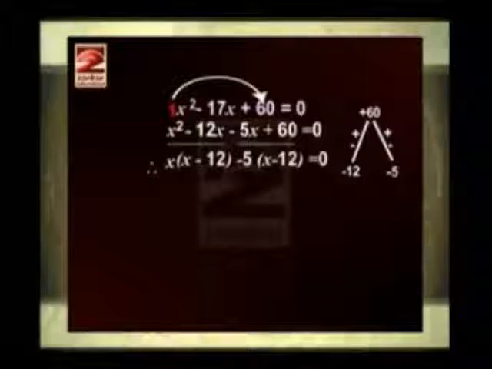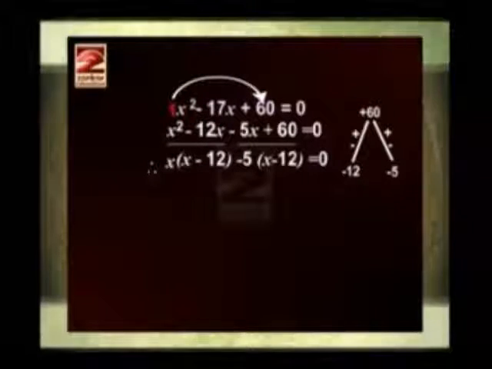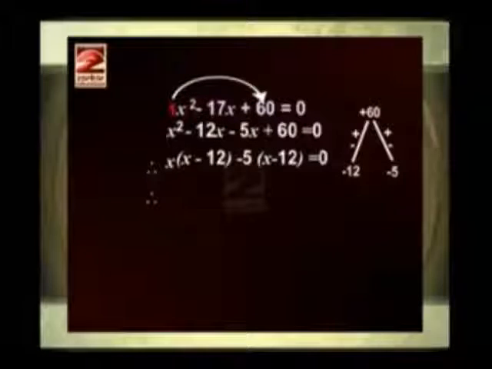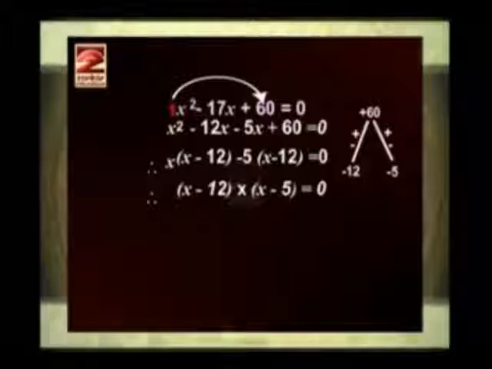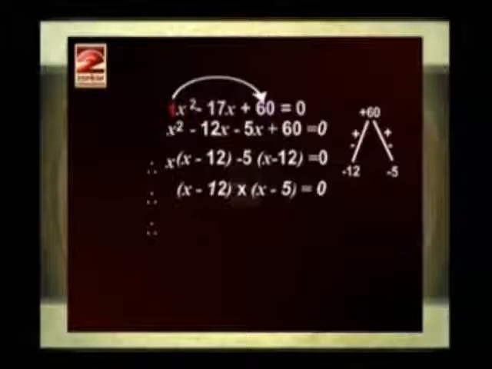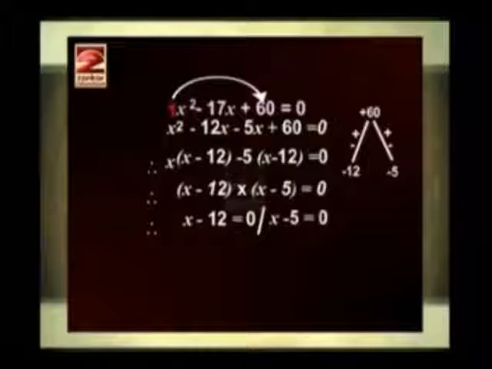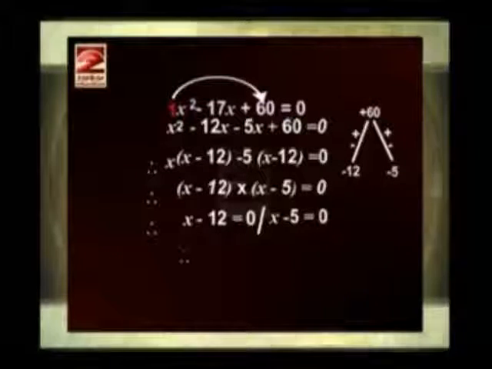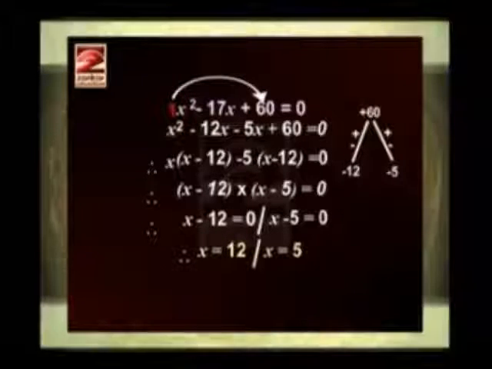Therefore, x into x minus 12 minus 5 into x minus 12 is equal to 0. Therefore, x minus 12 into x minus 5 is equal to 0. Therefore, x minus 12 is equal to 0 or x minus 5 is equal to 0. Therefore, x is equal to 12 or x is equal to 5.